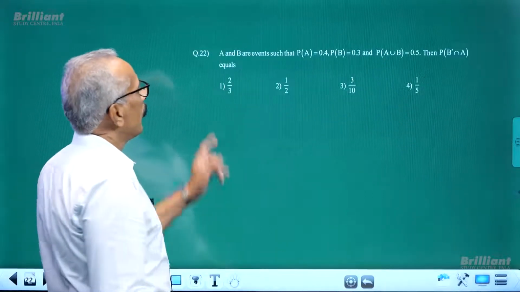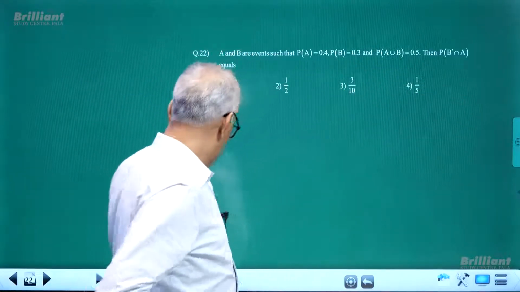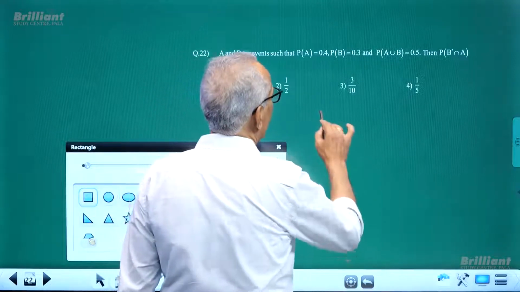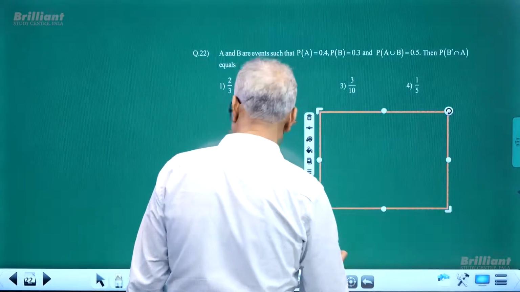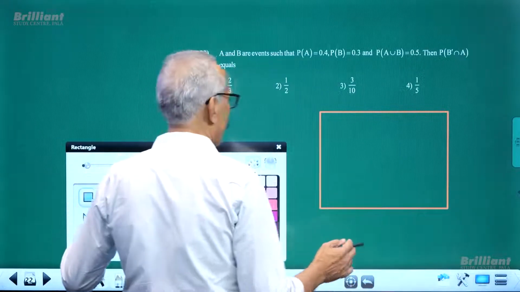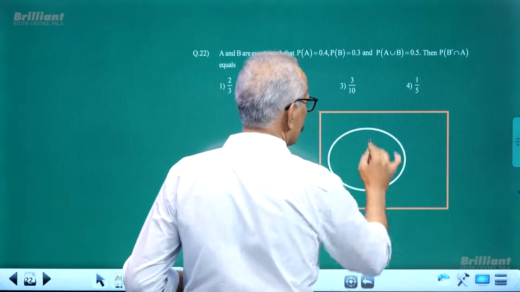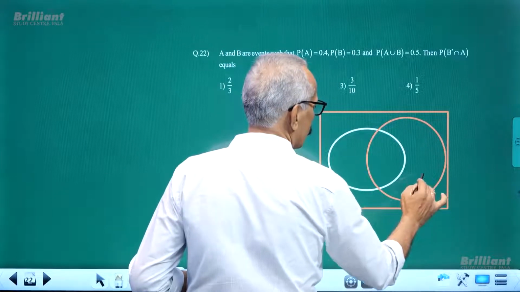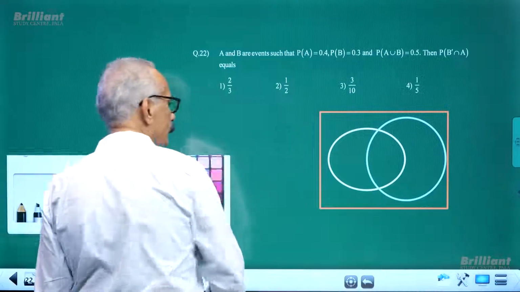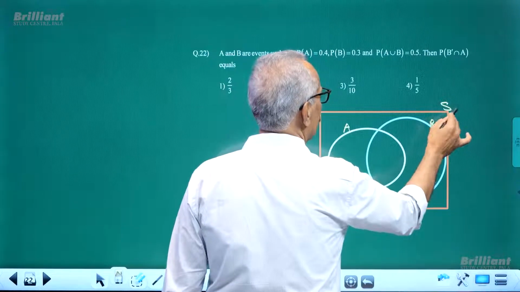Well, A and B are events such that this one, a similar question. So here the best approach is we will make use of a Venn-Euler diagram. Because I'll solve one question for this Venn-Euler diagram, the other one as well. This is our A, this is our B. This is our sample space.